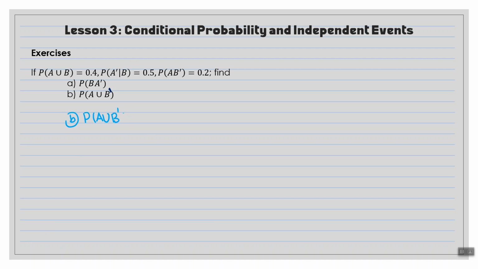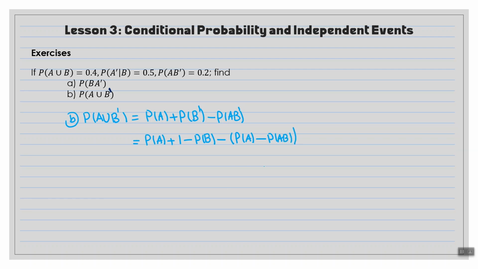Okay, so we know A union B is the probability of A plus the probability of B minus the probability of AB. But this is not B, this is B dash. And this is not AB, this is AB dash. So this can be the following. It can be the probability of A plus, we don't have the probability of B dash, but it's 1 minus the probability of B, right? Minus, we don't have the probability of AB dash, but it's the probability of the one without the dash minus the probability of both of them.